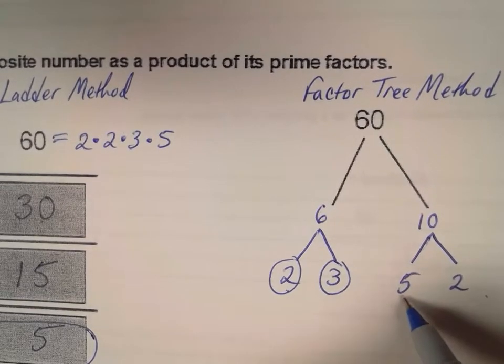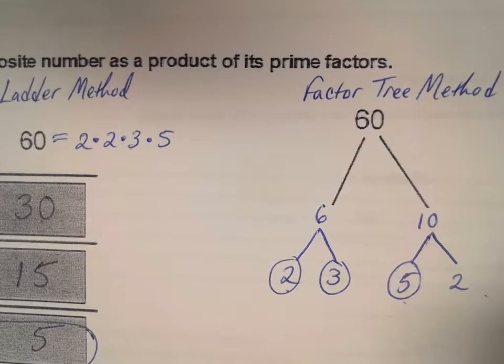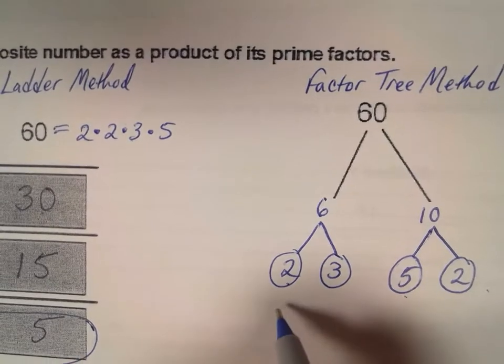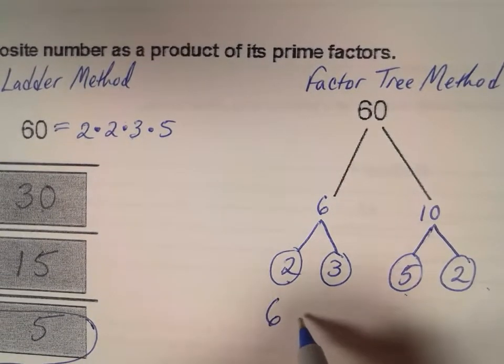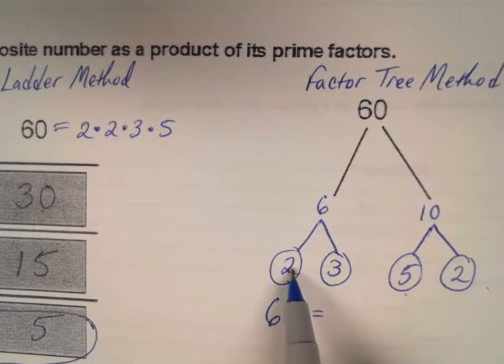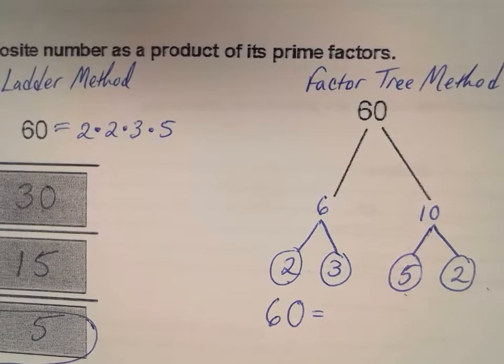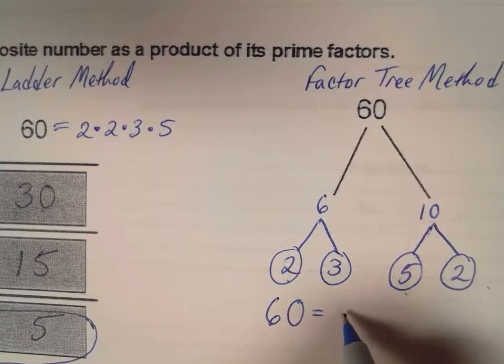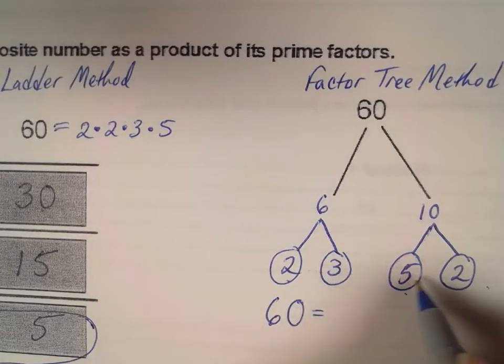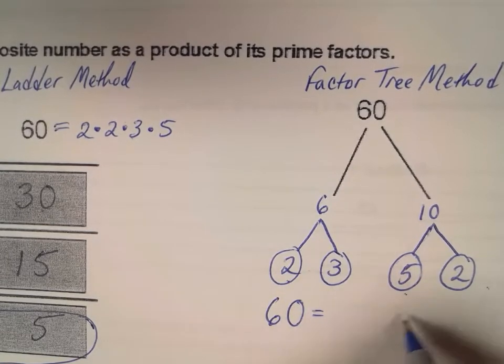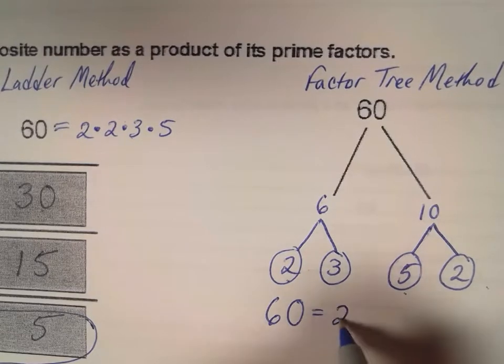Is 5 prime or composite? Prime. Circle it. Is 2 prime or composite? Prime. Circle it. Let's see if we can write this in an organized way. I keep going with this tree until I have only prime numbers at the bottom encircled. There, my tree is done. I just want to organize my factors. So I only circled prime numbers. I only include those circled numbers, and I put them in order.